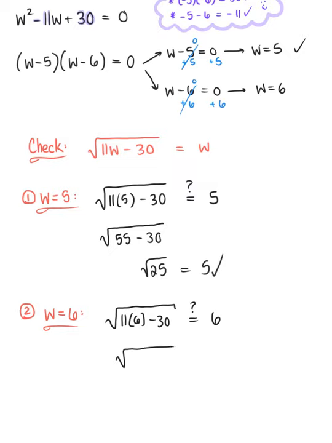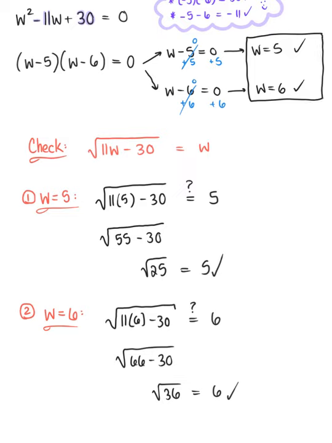So we can rewrite the left-hand side as 66 minus 30, which simplifies to the square root of 36, which we know is equal to 6. Woohoo! So this lets us know that w equals 6 is also a solution. So our beautiful final answer is that w can be equal to 5 and w can be equal to 6.